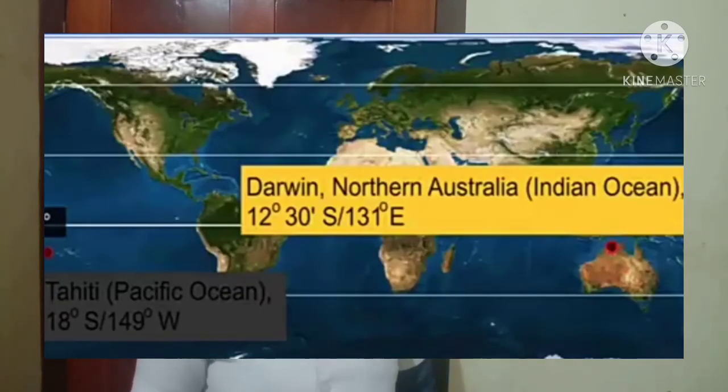So what is Southern Oscillation? The periodic change in the pressure condition in Pacific Ocean and Indian Ocean is known as Southern Oscillation or SO. Next one, the difference in pressure over Tahiti in Pacific Ocean and Darwin in Northern Australia in Indian Ocean is computed to predict the intensity of the monsoon.